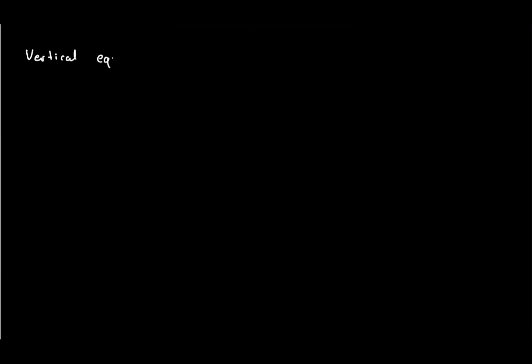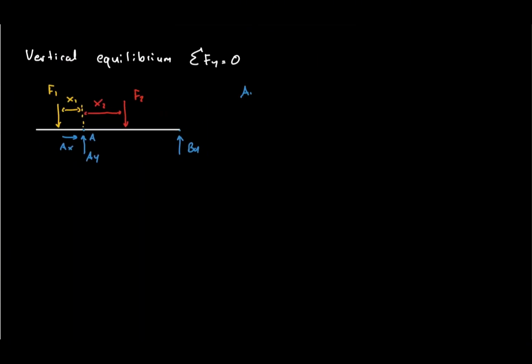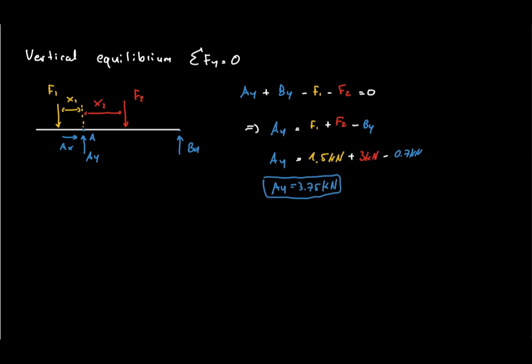Finally, we apply vertical equilibrium. The upward reactions must balance the total downward load. Solving gives a vertical reaction at support A of 3.75 kilonewtons. Our final answers are AX equals 0, AY equals 3.75 kilonewtons, and BY equals 0.75 kilonewtons.